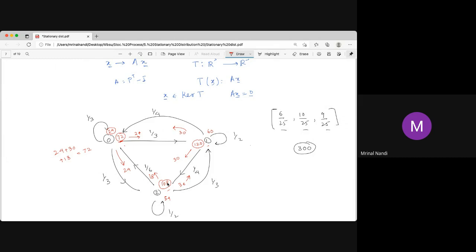So if I ask person 0 to pass 1/3 of your balls to 1, remain yourself with 1/3 and pass 1/3 to 2, and I ask person 1 to stay with half of the balls, pass 1/4 to 0 and 1/4 to 2, and I ask person 2 to keep half of the balls with yourself and pass 1/6 and 1/3 to the others, then if you start with 72, 120 and 108, this number will not change. Now the question is what if we do not start with 72, 120, 108 but with 100, 100, 100.